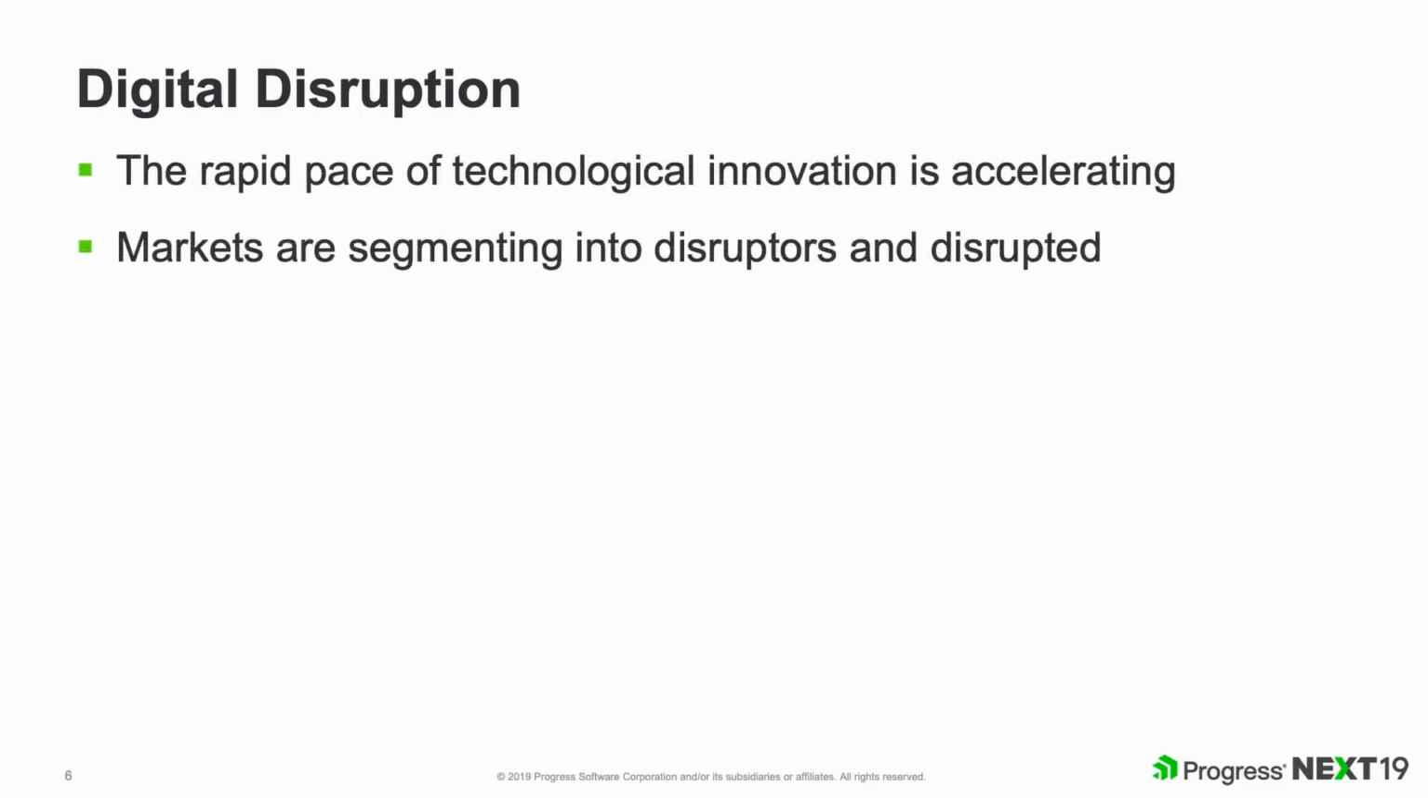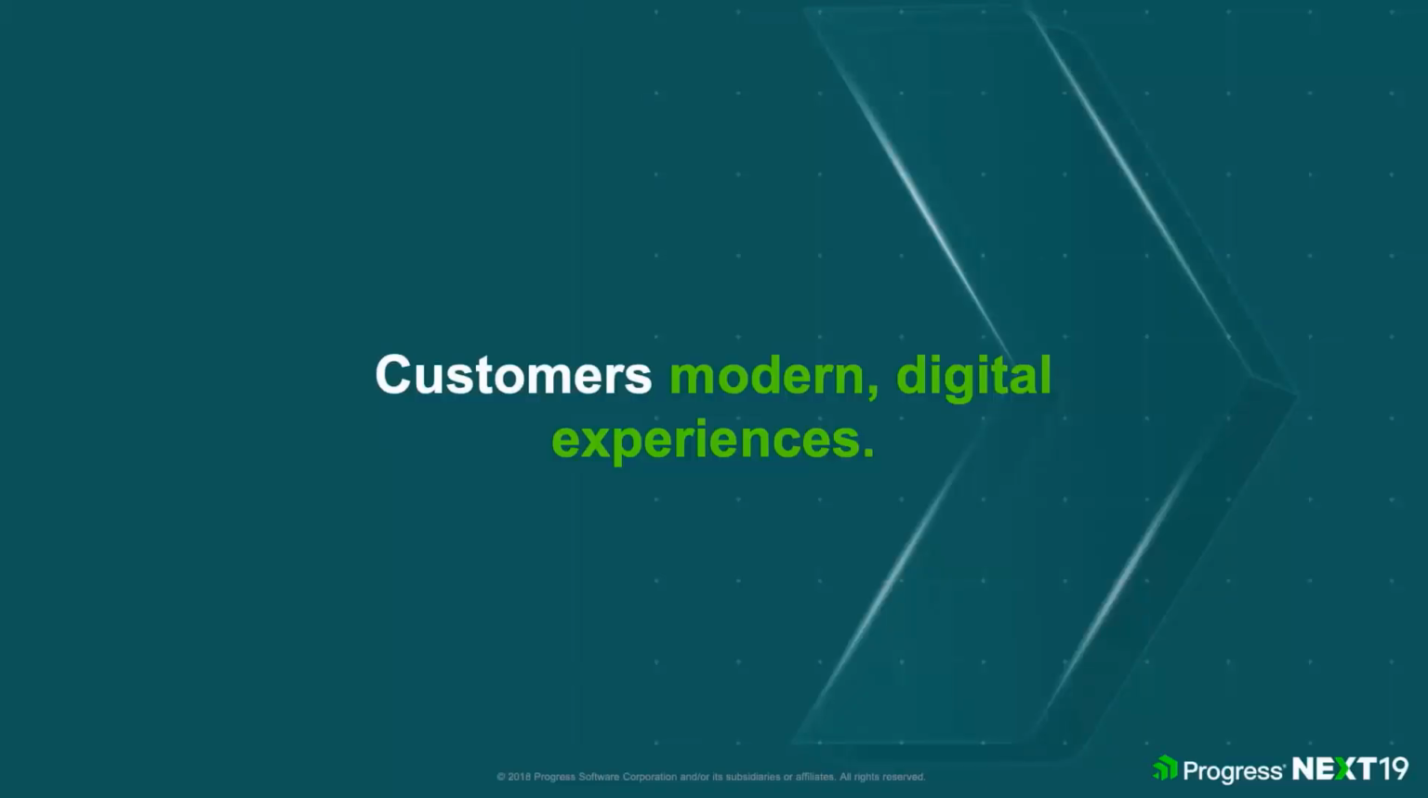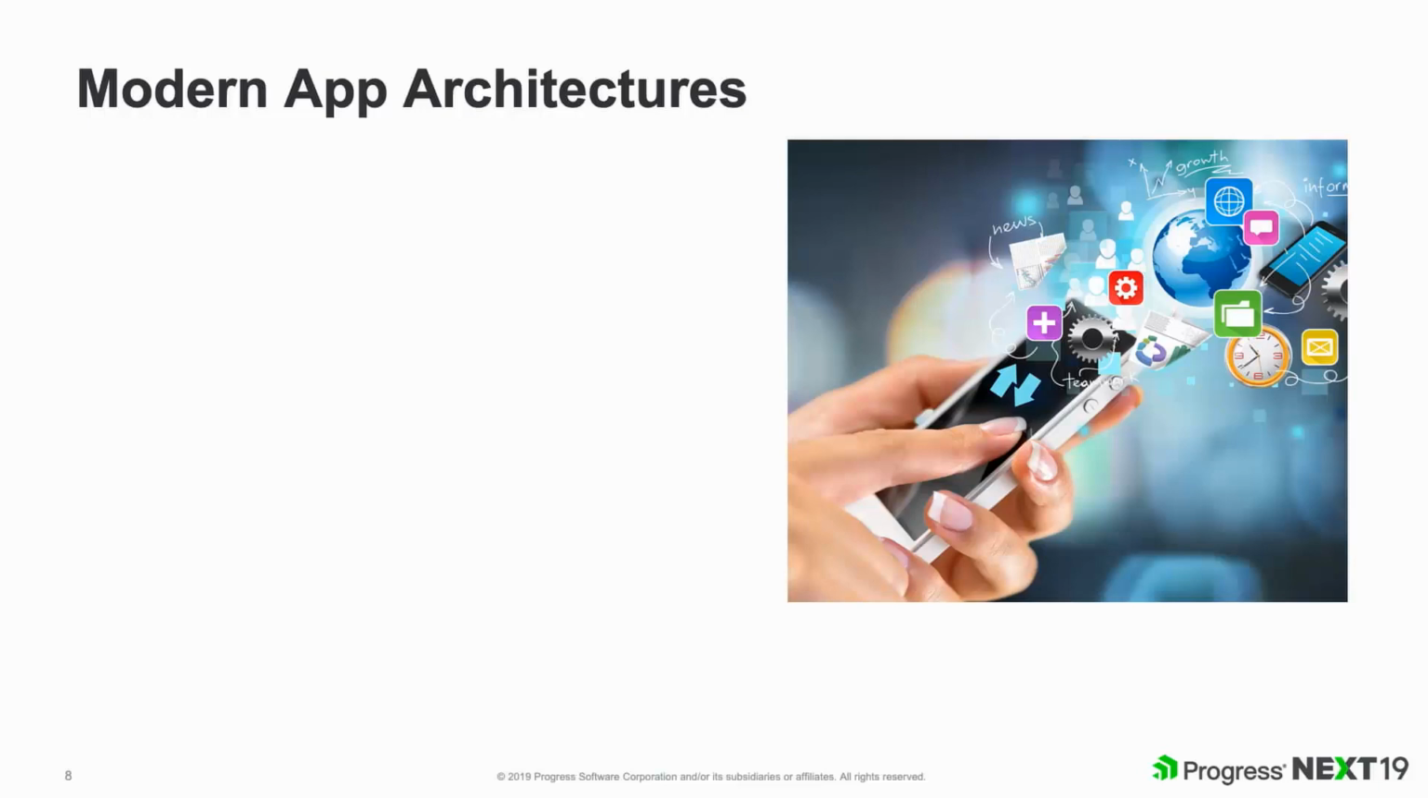Markets are segmenting into two classes of companies: disruptors and disrupted. And apps, these modern apps, are the means for the disruptors to reach customers, improve business processes, cut costs, and most importantly, deliver better value to their customers. Customers are expecting modern digital experiences. And companies that deliver on those experiences are the companies that are becoming the winners.